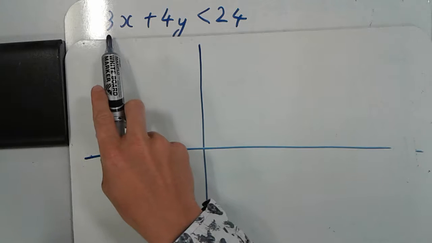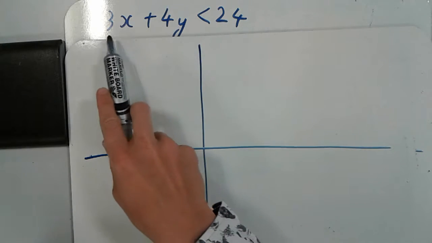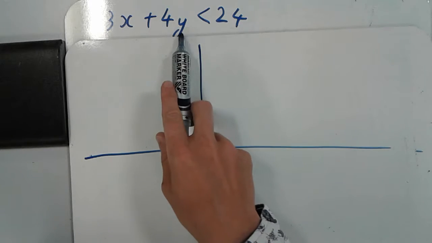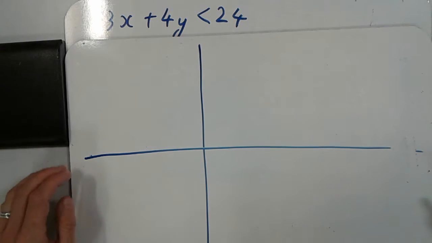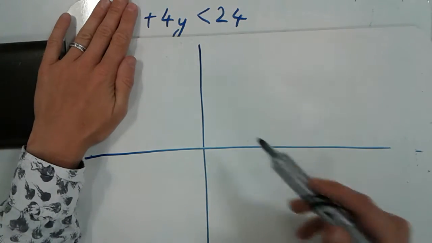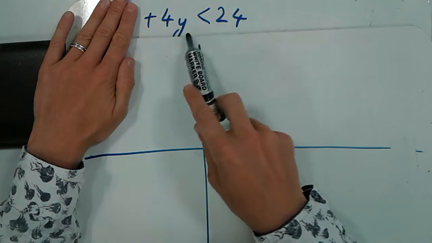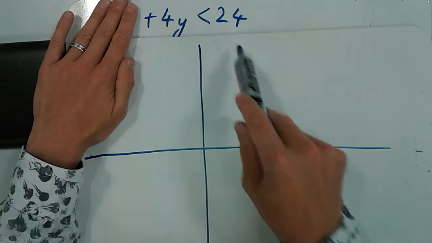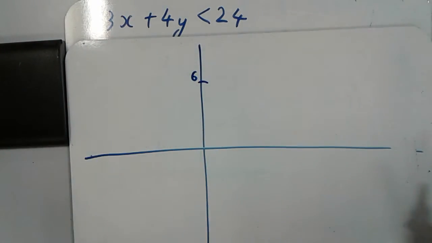So I'm just going to, for a moment, imagine that this were an equal sign and sketch the line 3x plus 4y equals 24. The best way to sketch that line is to just find your x and y intercepts and join them with a straight line. So let's do the y-intercept first. To find a y-intercept, I set x to 0, and I'm going to get 4y equals 24, because I'm imagining it's equal to 24. That would give me y is 6.